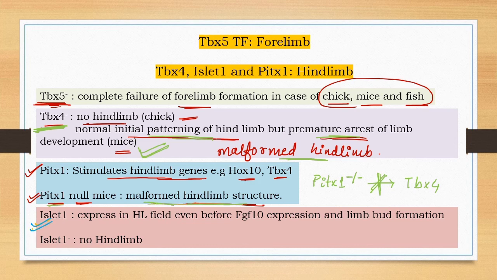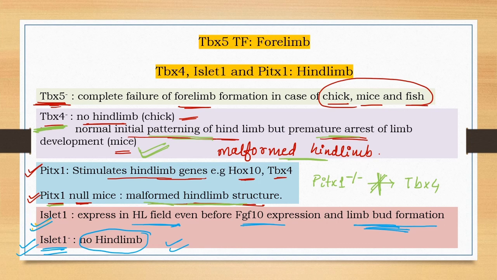The last one is ISL1. ISL1 expression begins in the hind limb field even before the hind limb bud is formed, or even before FGF10 expression starts. In case of loss of the ISL1 gene, there will be no hind limb formation. So you see, this ISL1 gene might be important for limb bud formation. That is why in its absence, hind limb is not formed.